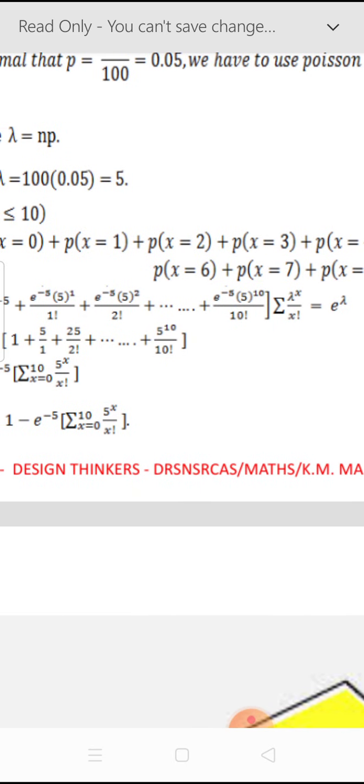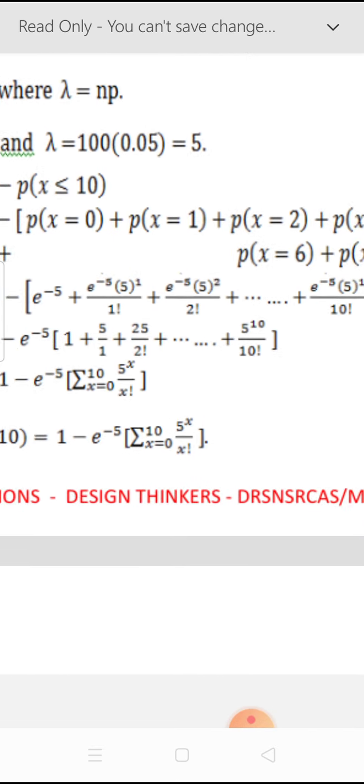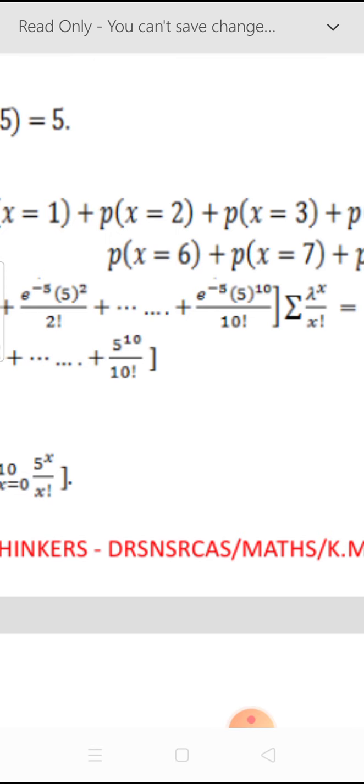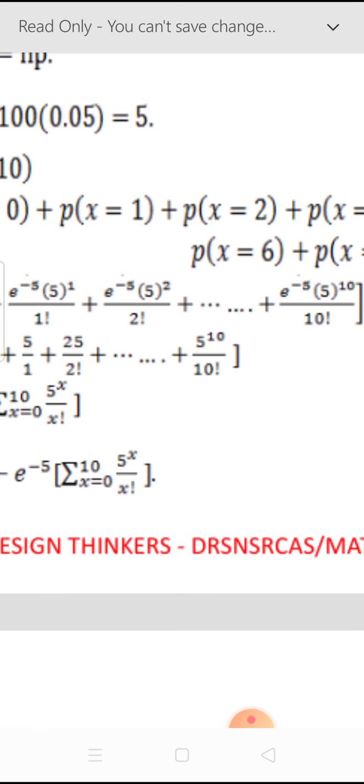So substitute the x values and lambda value, lambda equal to 5. So probability of x equal to 0 is e power minus 5, 5 power 0 by 0 factorial. So 5 power 0 is 1, 0 factorial is also 1. So therefore e power minus 5. And similarly substitute x equal to 1, e power minus 5, 5 power 1 by 1 factorial. Substitute x equal to 2, e power minus 5, 5 power 2 by 2 factorial, etcetera. And last you substitute e power minus 5, 5 power 10 by 10 factorial. This is the answer.